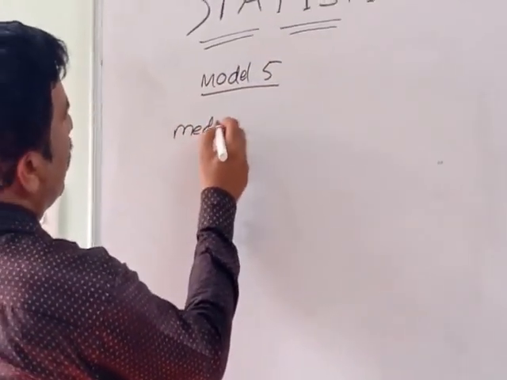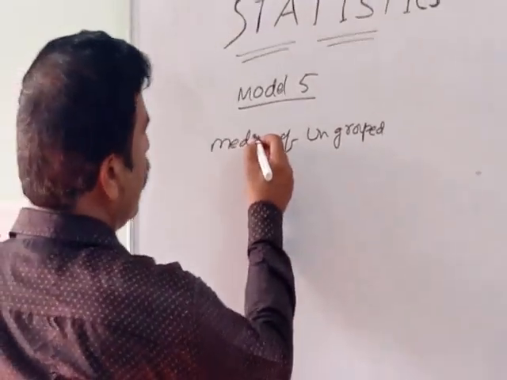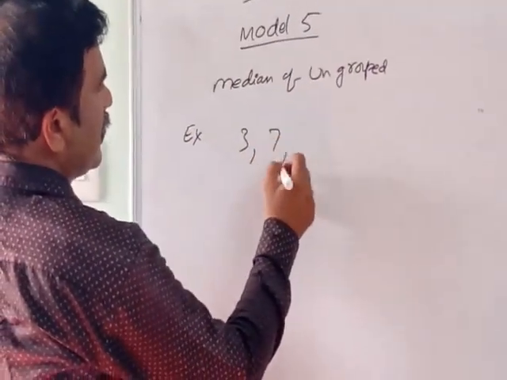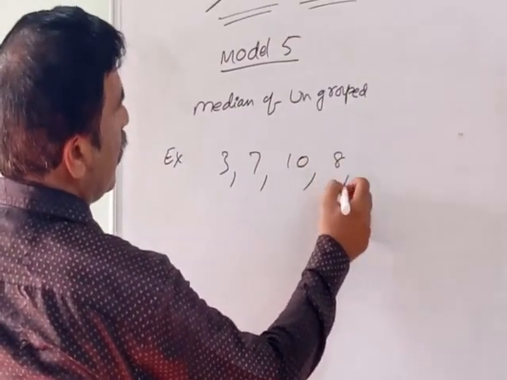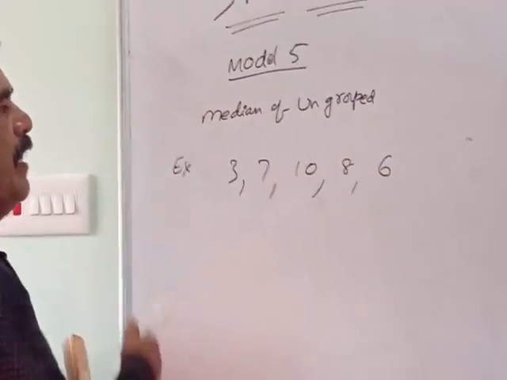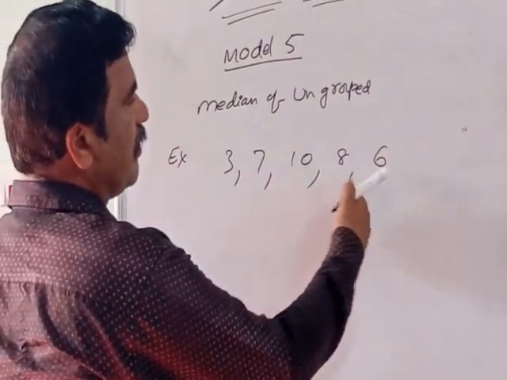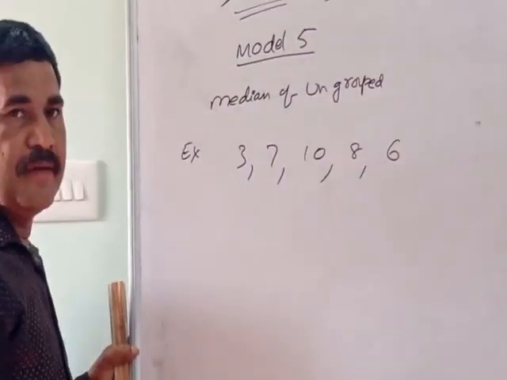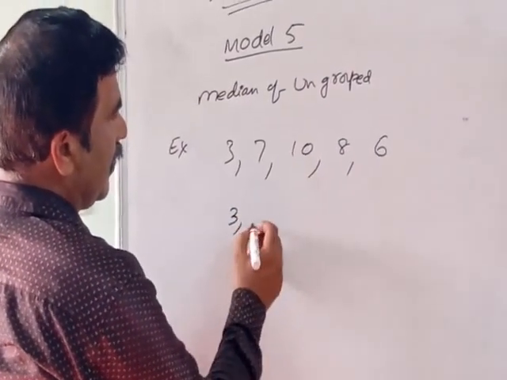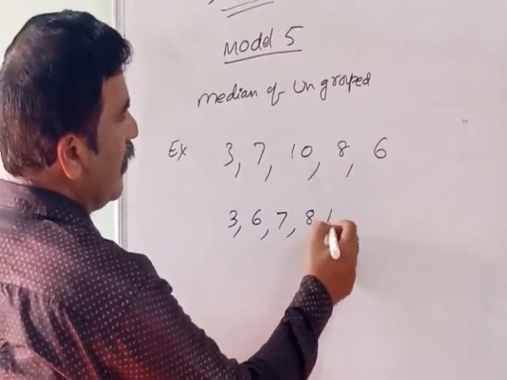Median of ungrouped data. Example: 3, 7, 10, 8, 6. Some values are there. How to find the median? Median is nothing but the middle value. If there are 5 observations, the middle one is the third. Therefore, first arrange them in ascending order. First 3, then 6, then 7, then 8, then 10.